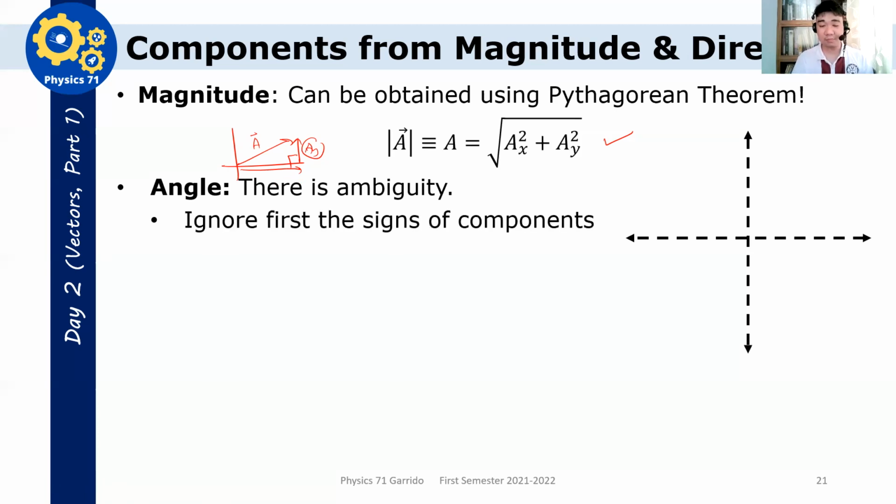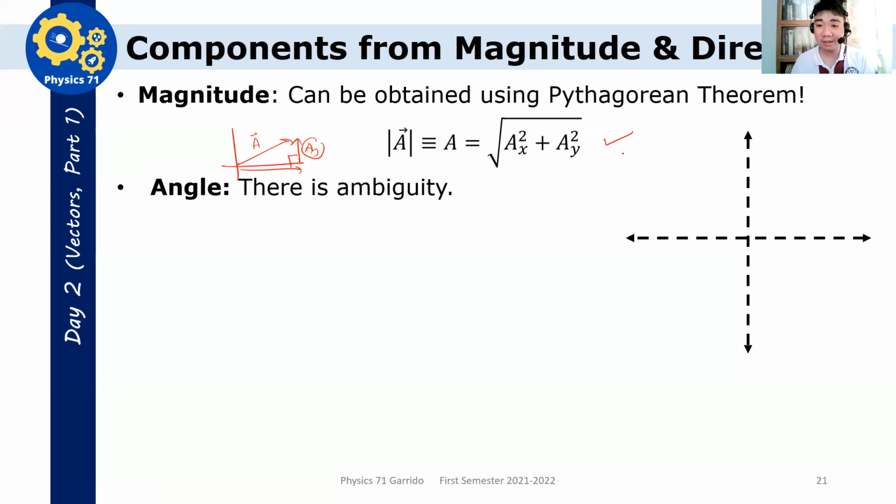So given, halimbawa, you know that Ay and Ax are related by some tangent. So tangent theta equals Ay over Ax. Tama? So wala tayong issue dyan if the vector is in the first quadrant. Pero once that it's now in the second, third, or fourth quadrant, doon na nagkakaroon ng ambiguity sa direction of theta. Remember, the inverse tangent function is a multivalued function. So usually ginagawa sa math yan, di ba? Nire-restrict siya kung anong range lang ng tangent, ng inverse tangent function.